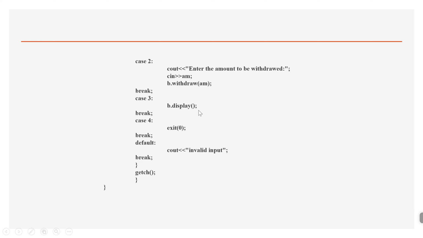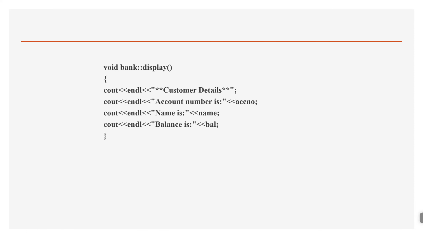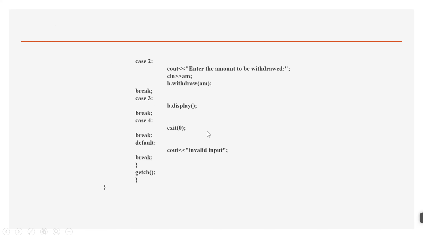Third one, display. When I go to display, this function will work. Customer details, account number will be displayed. Say 100, name Srinivas, balance, the updated balance. Say 1500 minus 500, so 1000 may be displayed here. That is for display purposes. Then exit means it goes out of the program. Any other input you give, it treats as an invalid input.